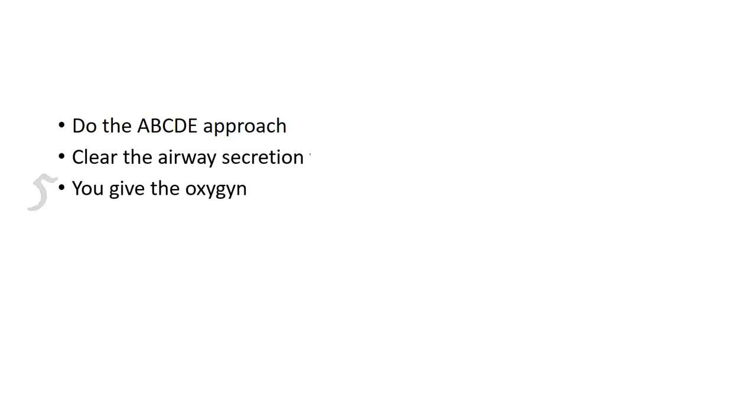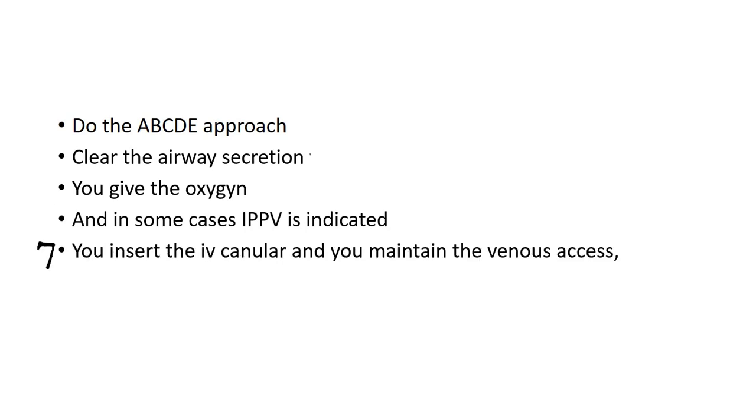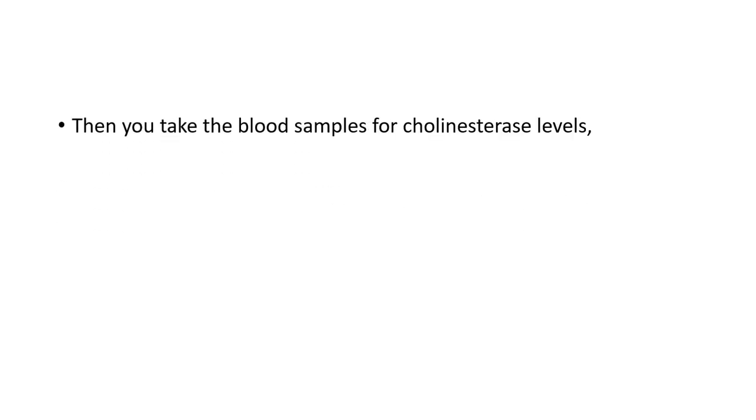You also have to do the ABCDE approach. You should clear the airway secretions, do suction, and give oxygen, and in some cases positive pressure ventilation is indicated. You should insert an IV cannula and maintain venous access. Then you have to take blood samples for cholinesterase levels.